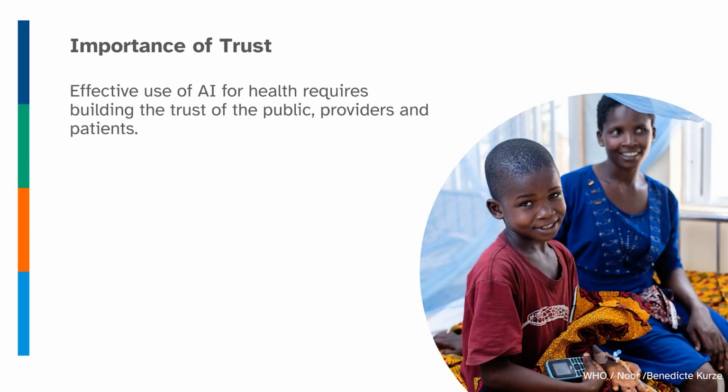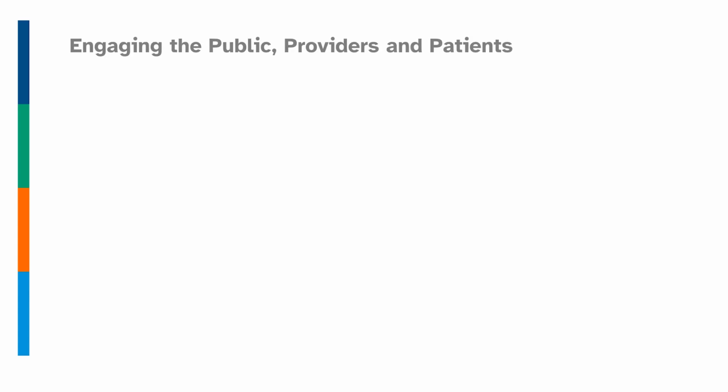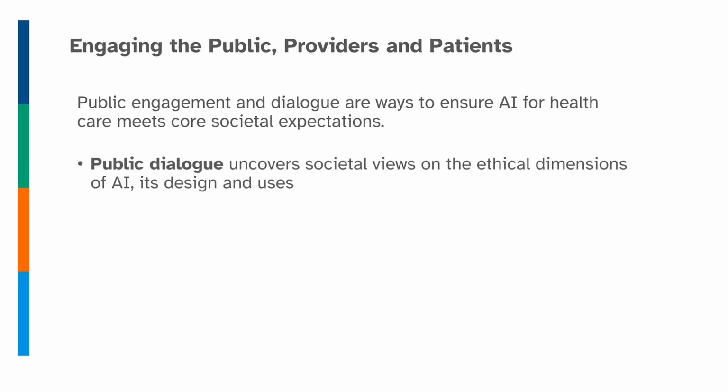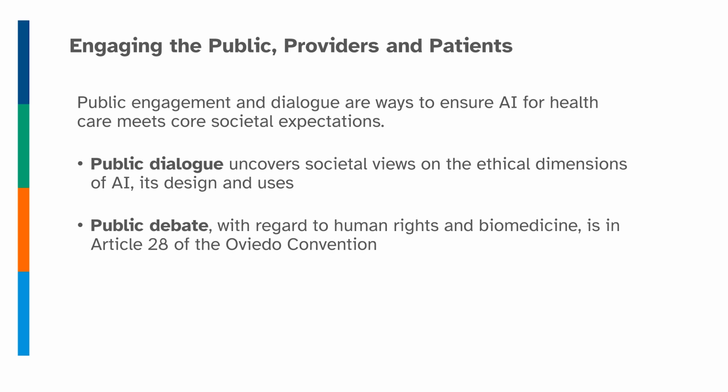Effective use of AI for health requires building the trust of the public, providers and patients. Public engagement and dialogue are ways to ensure AI for healthcare meets core societal expectations, helping to build wider trust and acceptance. Public dialogue also uncovers societal views on the ethical dimensions of AI, its design and uses. Public debate with regard to human rights and biomedicine is underlined in Article 28 of the Oviedo Convention.